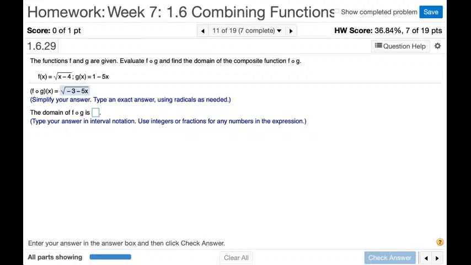So this is number 11. This comes from 1.6, question 29. We need negative 3 minus 5x to be greater than or equal to 0. If we solve, we get negative 3 is greater than or equal to 5x. Divide both sides by 5. Negative 3/5 is greater than or equal to x.